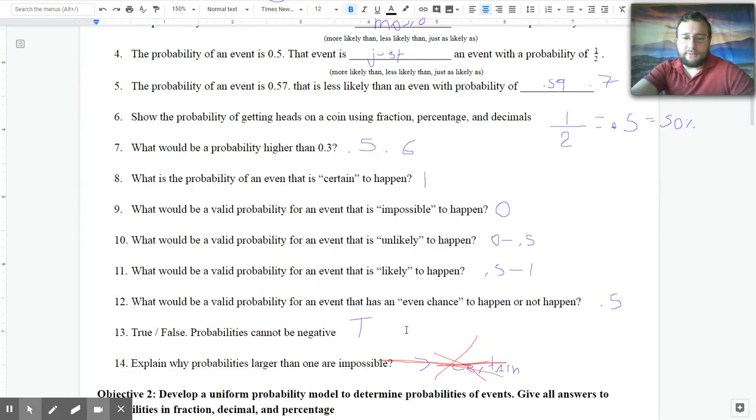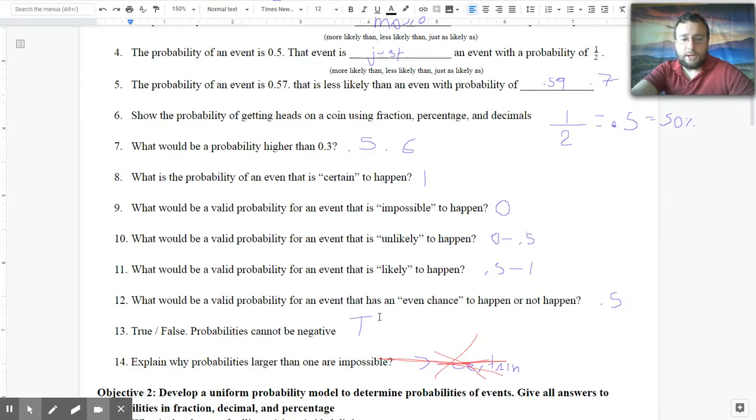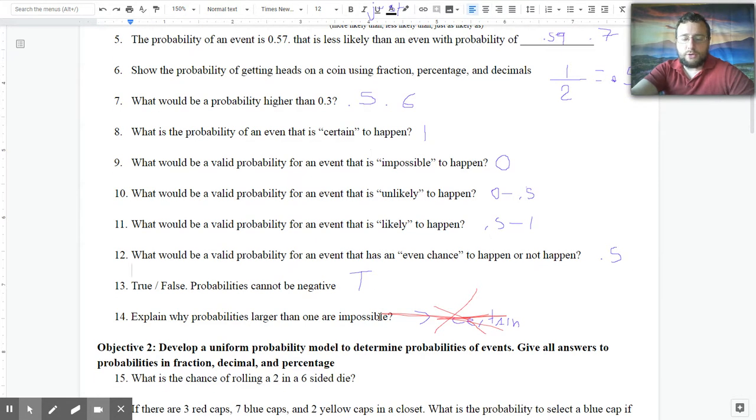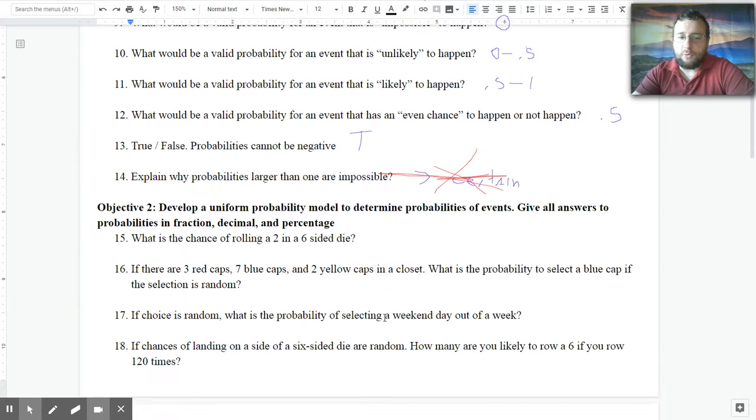All right, our second objective that we have to practice with this is going to be to use probability to model the chances of events actually happening in fractions, decimals, or percentages. So we're going to practice these problems in all of those versions, okay? Okay, so let's do the first one.